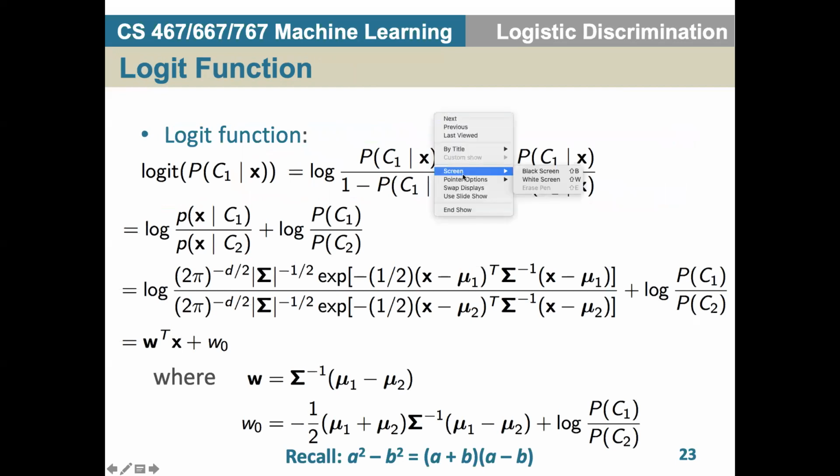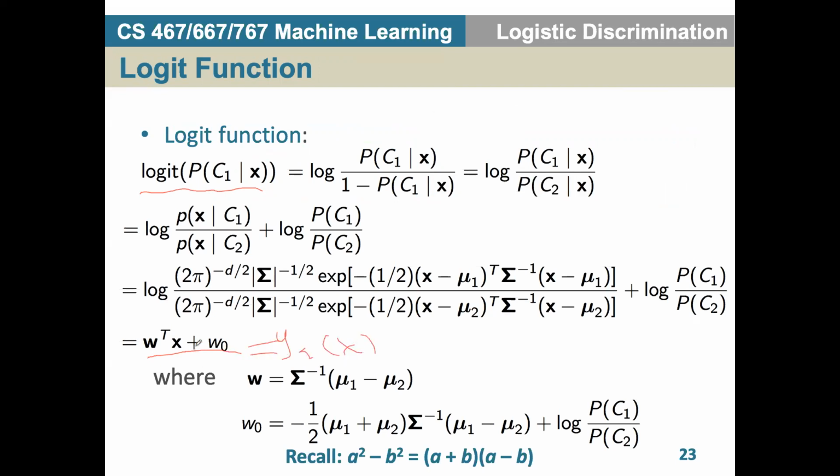So this is what we derived before. Let's repeat our conclusion. The logit of P1 is equal to what? It's equal to a linear function, the linear score, your g_i. Your g_i is a linear function. It's a linear score returned for your class i.